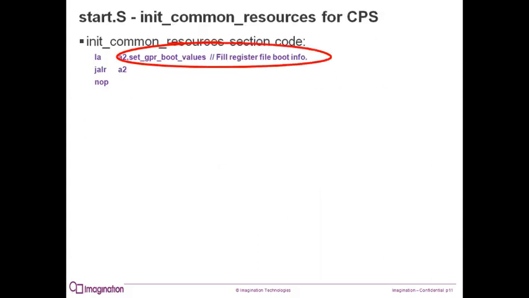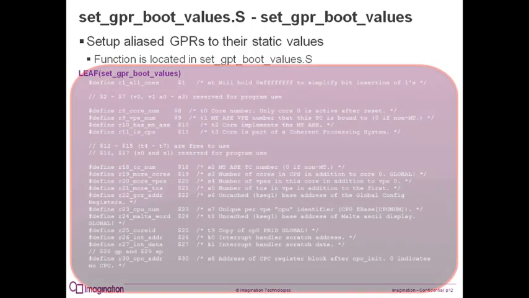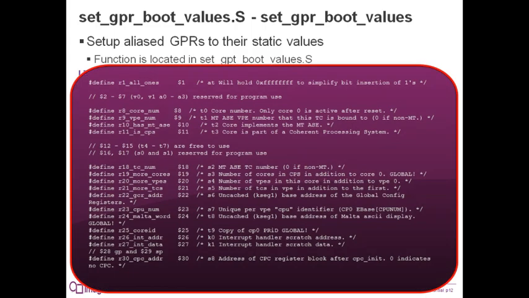Next in start.s is the call to set GPR boot values. This code is located in the setGPRBootValues.s file. The code in that file varies from core to core, so it is not part of the common code. The code sets up some of the aliased registers. These registers are defined with the #define statements in the common/boot.h file. The first part of each alias name is the actual register number, so when you're debugging this code, it should be easy to follow which actual registers are set.